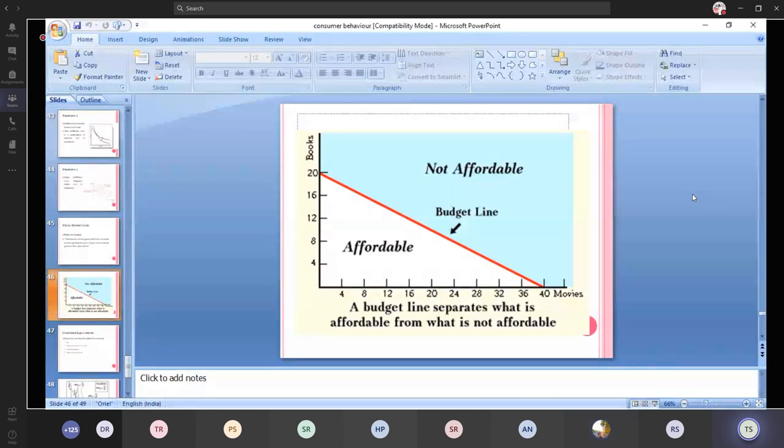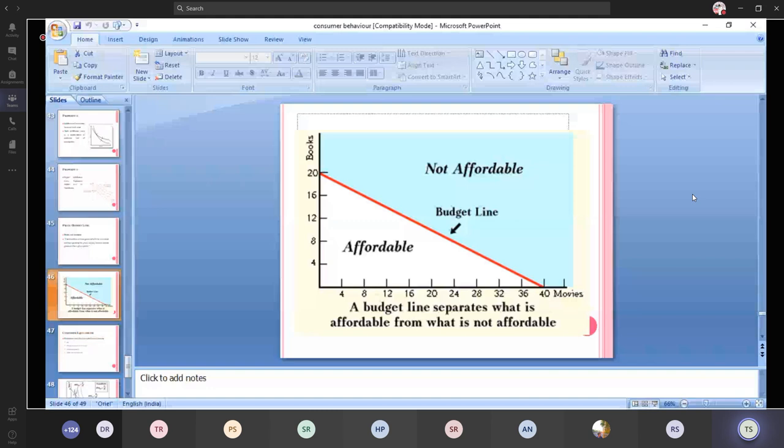Okay. So in this diagram, if a consumer has fixed money and spends all his money on movies, he can see a maximum of 40. On the other hand, if a consumer spends all his money on the other commodity, books, the Y commodity, the second commodity, he can buy up to 20 books. Is it clear? So the maximum amount of Y commodity is 20 and the maximum amount of X commodity is 40.